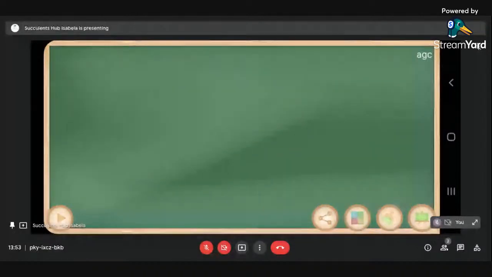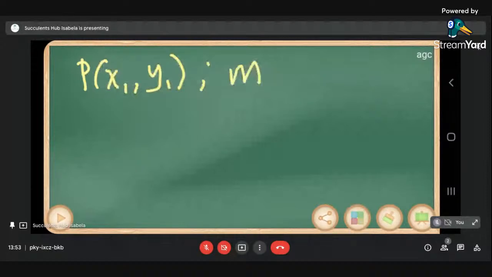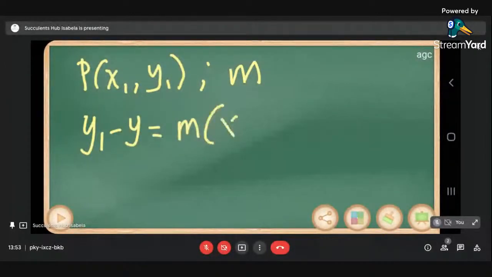So given a point P, x sub 1, y sub 1, and a slope m, then you can solve this using the point slope form. y minus y sub 1 is equal to the slope m, x minus x sub 1. Okay, so let's try some problems to illustrate this. Okay, and you also try to solve.